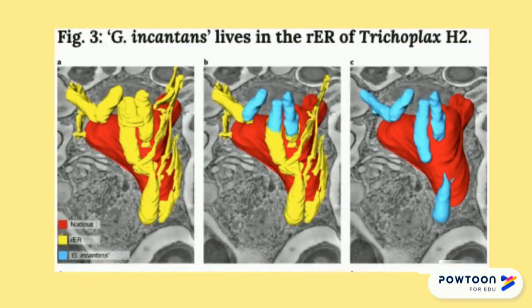Fluorescence in situ hybridization, also known as FISH, is a technique that linked bacterial sequences to their distributions in the Trichoplax. Figure 2b describes the intracellular nature of the bacterial symbionts and the spatial segregation. Figure 3 represents the results of the tomographic reconstructions, which show how G. incantans is embedded within the rough ER of the cell.